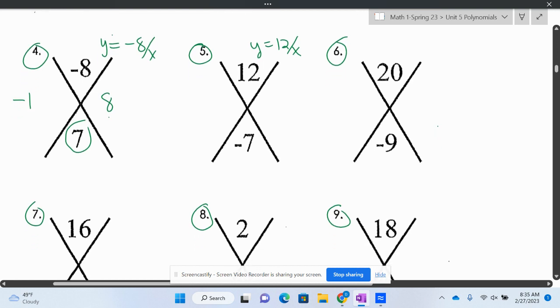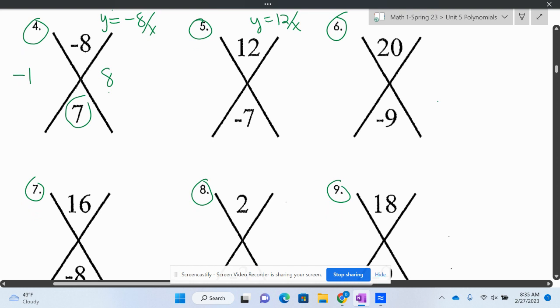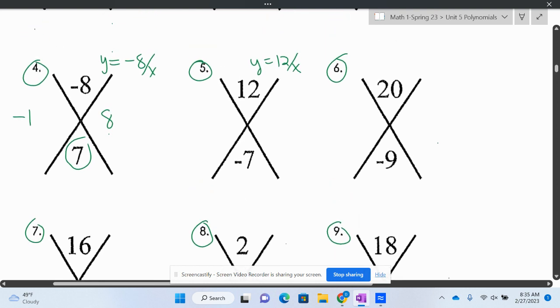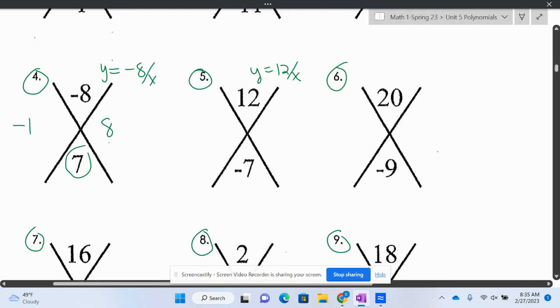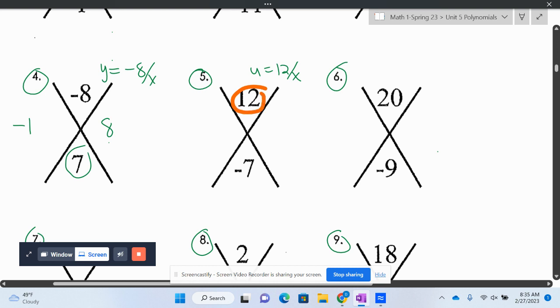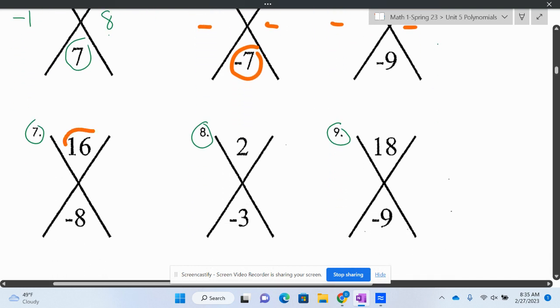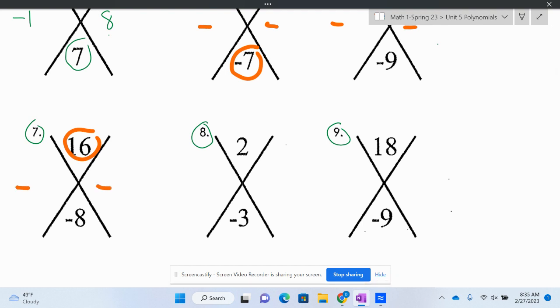Is there another one that you guys are confused about? So when your product is positive and your sum is negative, that means both of your factors have to be negative.